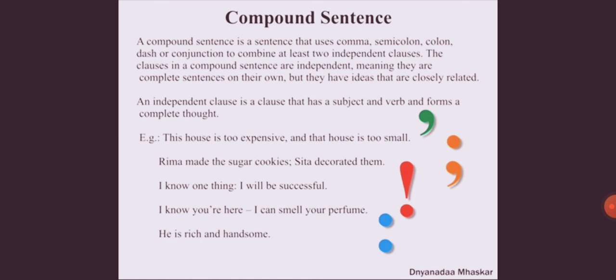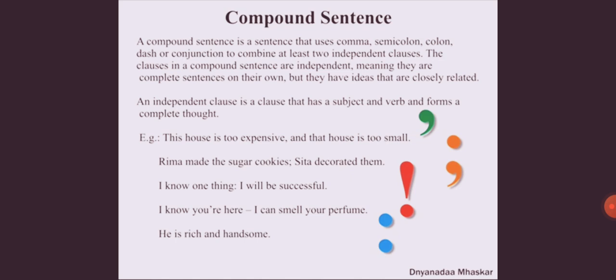What is a compound sentence? A compound sentence is a sentence that uses comma, semicolon, colon, dash or conjunction to combine at least 2 independent clauses. The clauses in a compound sentence are independent, meaning they are complete sentences on their own, but they have ideas that are closely related. An independent clause is a clause that has a subject and verb and forms a complete thought. Let us see some examples.